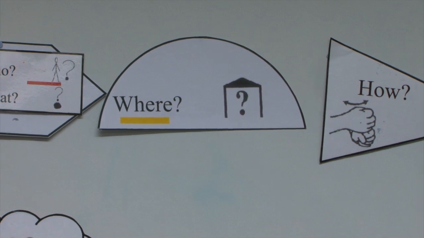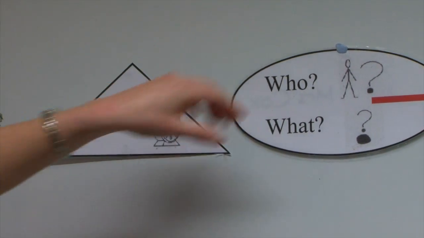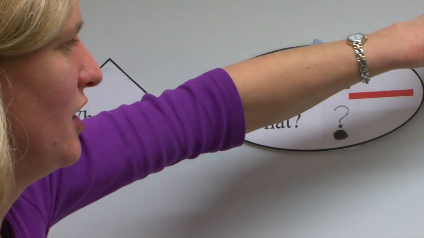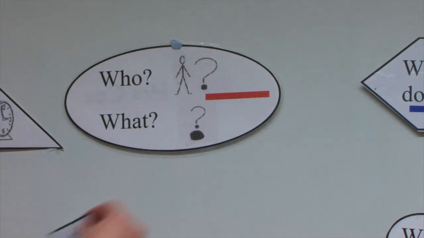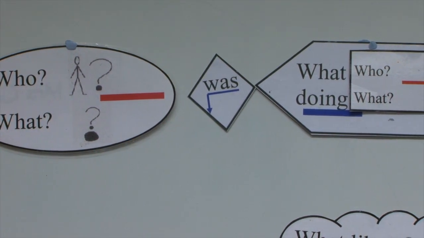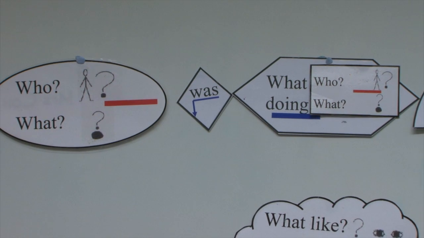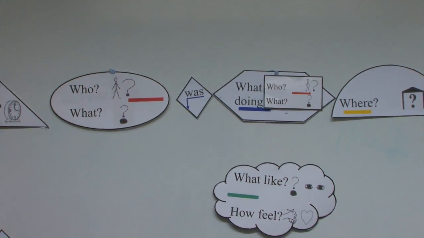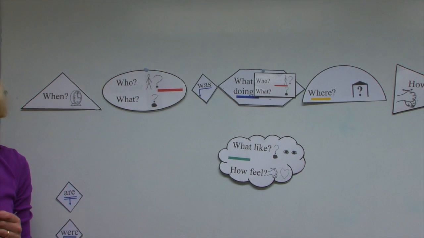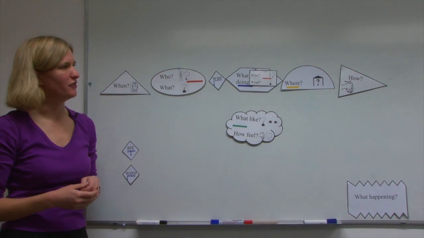We could add a when shape. Maybe yesterday, and if we do yesterday, that's in the past, so we'd have to change is to was. So you'd have yesterday Mrs. Cox was eating an apple in the classroom quickly, which means you've now got quite a long and complex sentence. Obviously you wouldn't do this all in one session, this is spread out over many weeks, but it gives you an idea of the potential of the system.